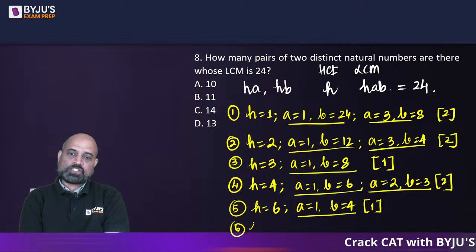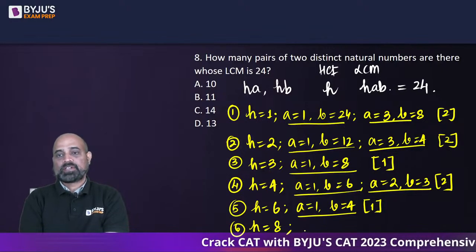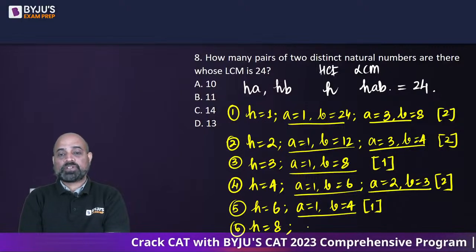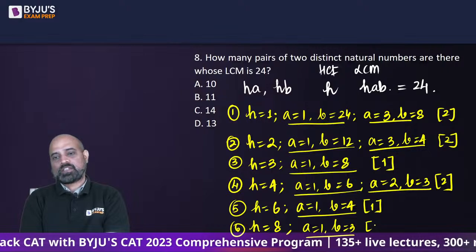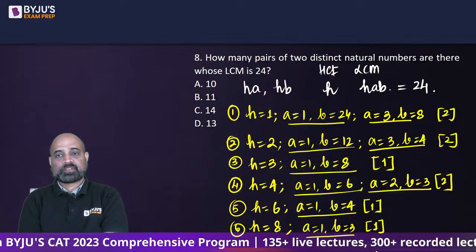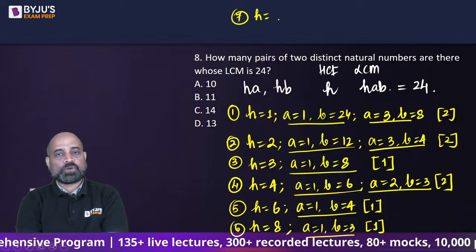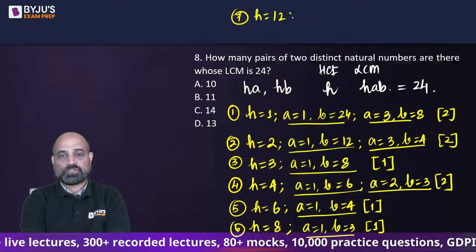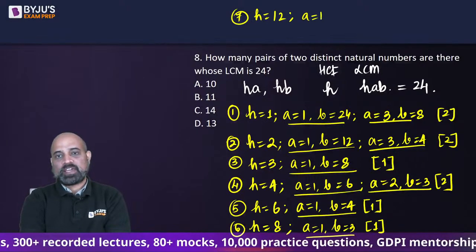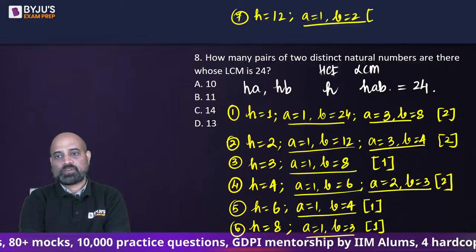Sixth case, H is equal to 7, obviously not possible. So H is equal to 8. So A into B is going to be 3. So if A is 1, B is equal to 3, this will result in one more scenario. Seventh case, you can't have a 9 or a 10 or an 11. So the next possibility is H is equal to 12. So we will have A is equal to 1 and B is equal to 2. So this will result in only one more scenario.